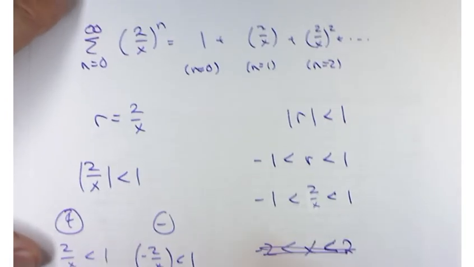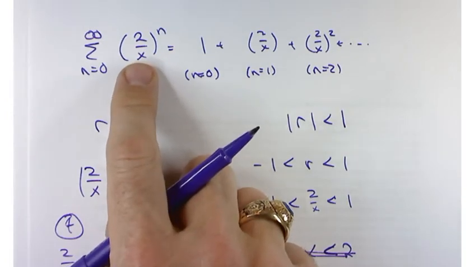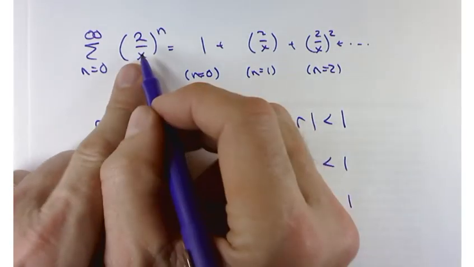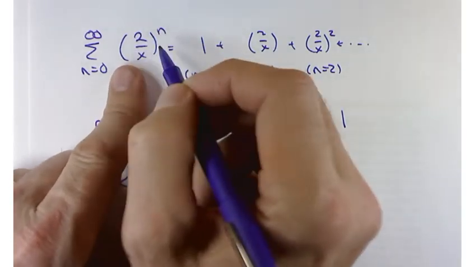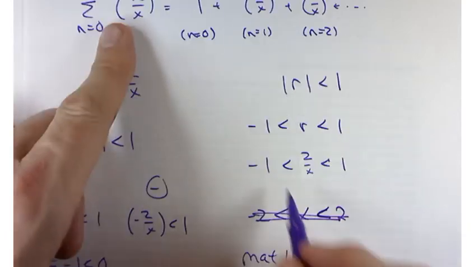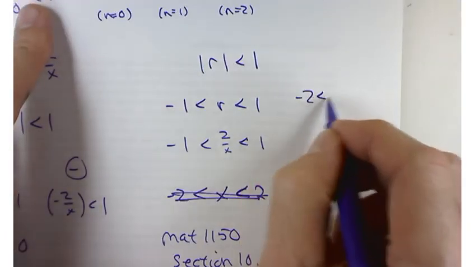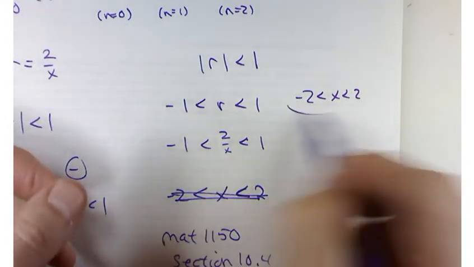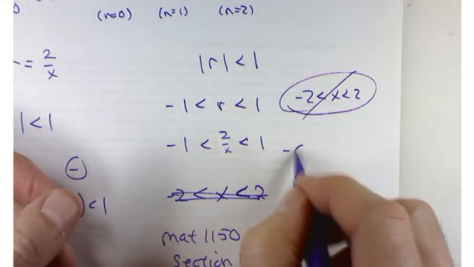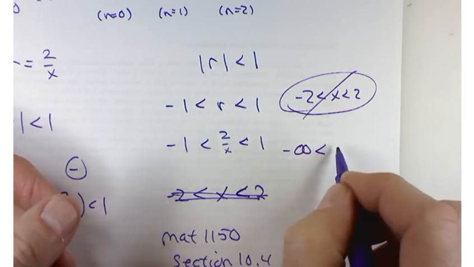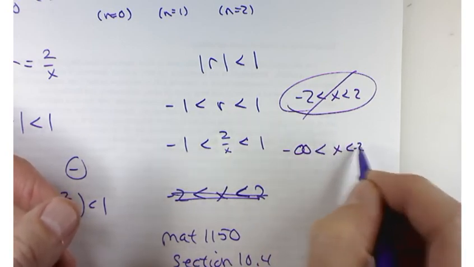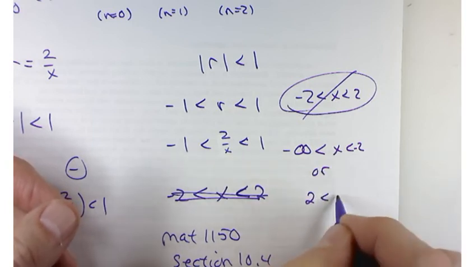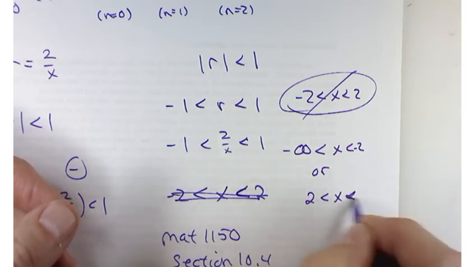No, what's going to happen is that this number is actually going to have to be bigger than 2, right? It's going to be bigger than 2. That'll make the ratio less than 1. So these are the numbers that we want to exclude. We want to exclude -2 to 2. You want to get everything on the outside of that. So it's going to be negative infinity is less than x is less than -2, or 2 is less than x is less than infinity.